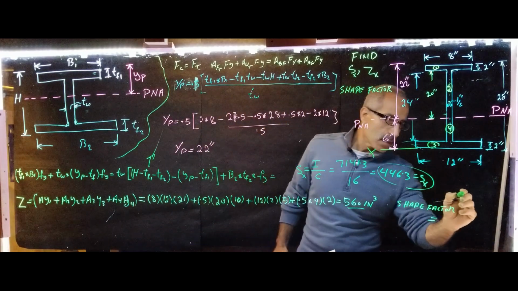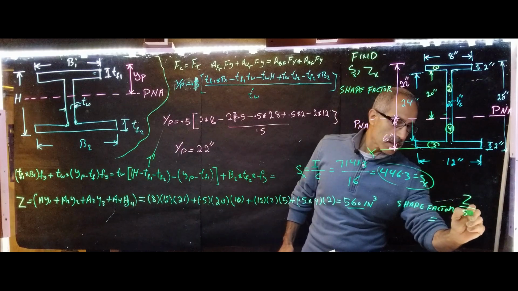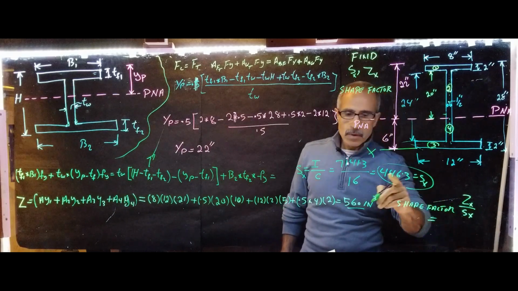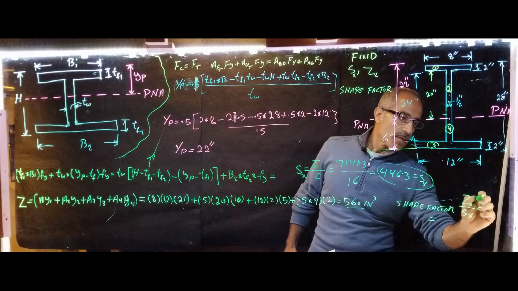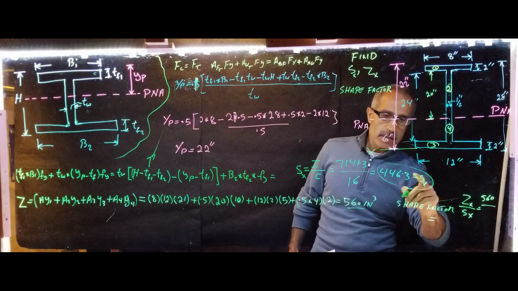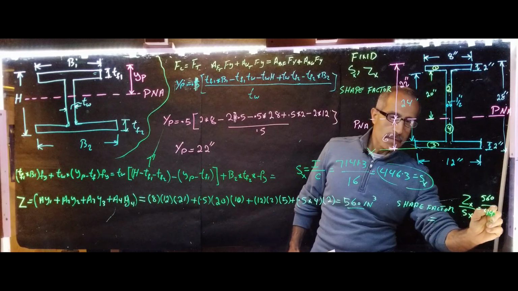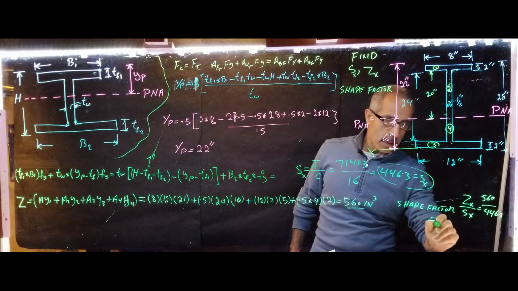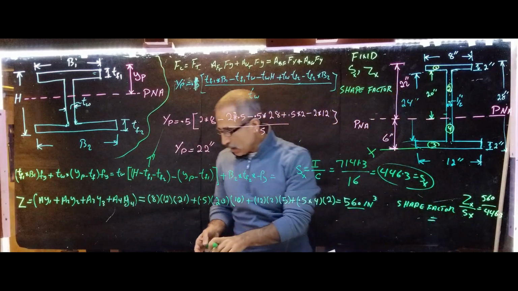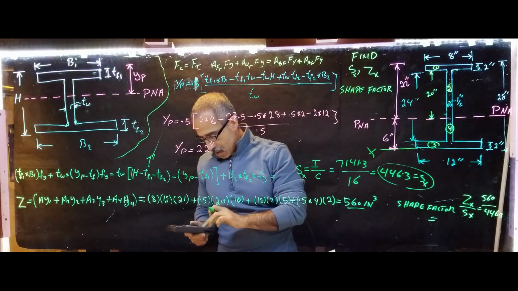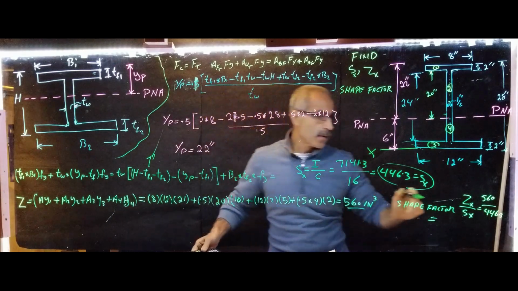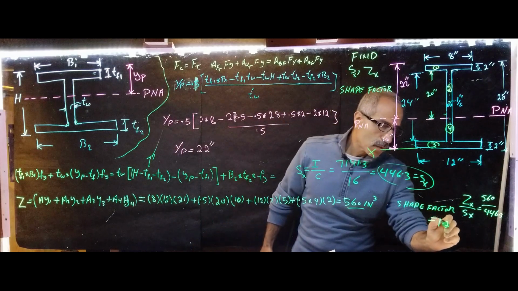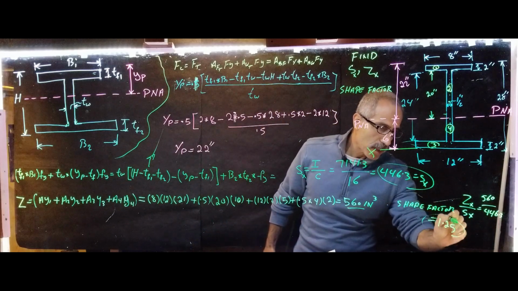All right, it's Z divided by Sx, and Z was 560. So 560 divided by 446.3, and that comes out to 1.25, and that's our answer. That's how we got it.